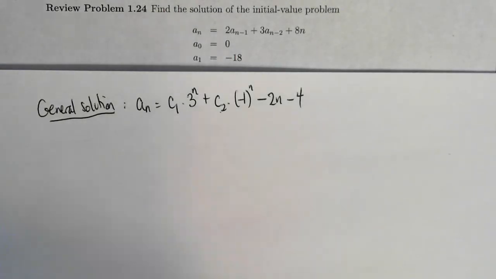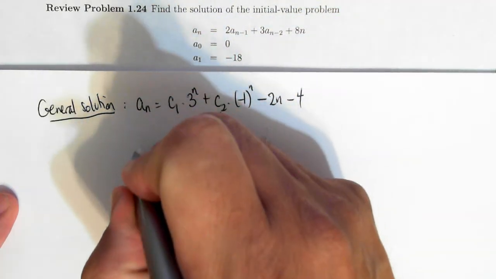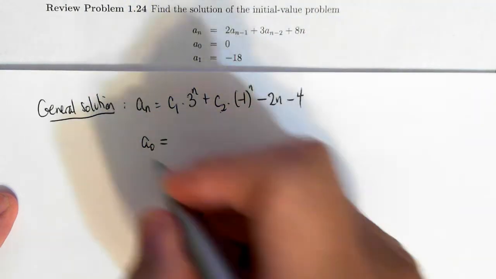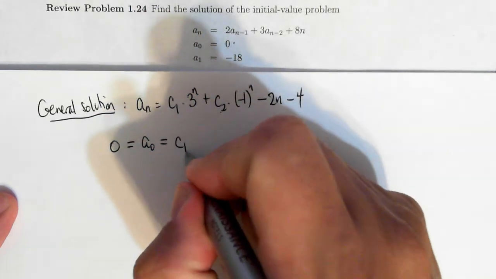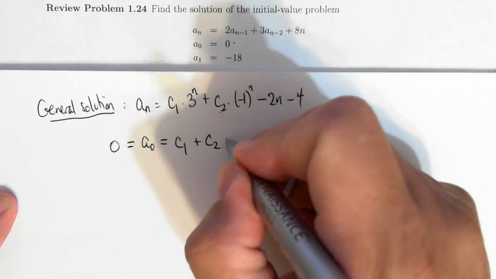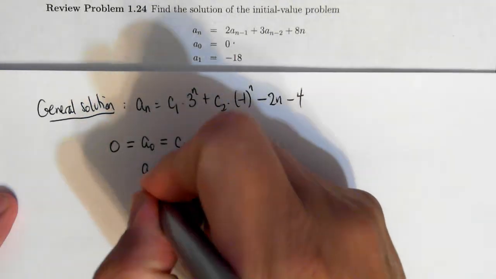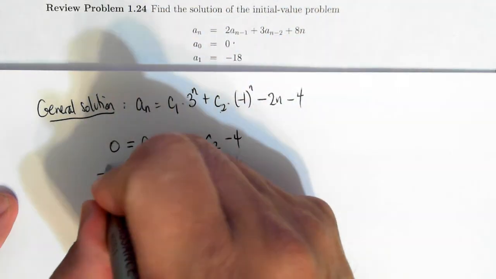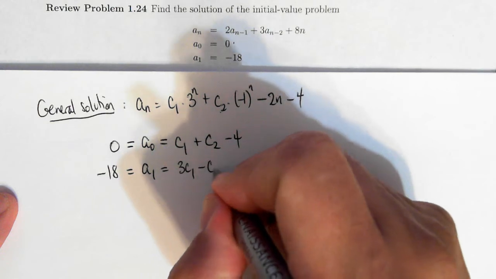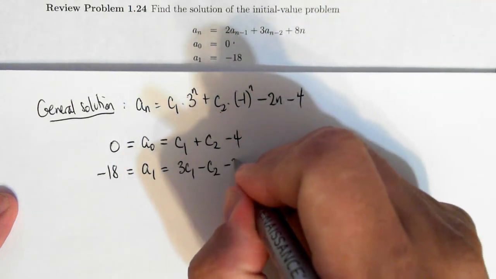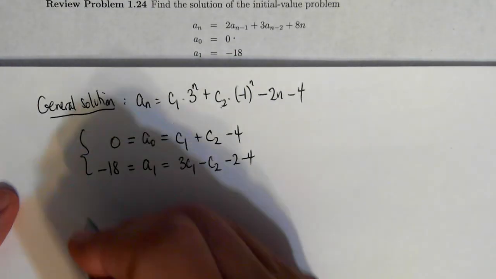But now that I've got the general solution, I will now plug in my 0 and 1 to solve for the c1 and c2. So plugging in 0, this is given to be equal to 0. That's given. And plugging in 0, I get c sub 1 plus c sub 2 minus 0 minus 4. That's my first equation. And my second equation, if I plug in 1, that's given to be equal to negative 18. Plugging in 1, I get 3c sub 1 minus c sub 2. Then plugging in 1, I get minus 2 minus 4. So there are my two equations in two unknowns.